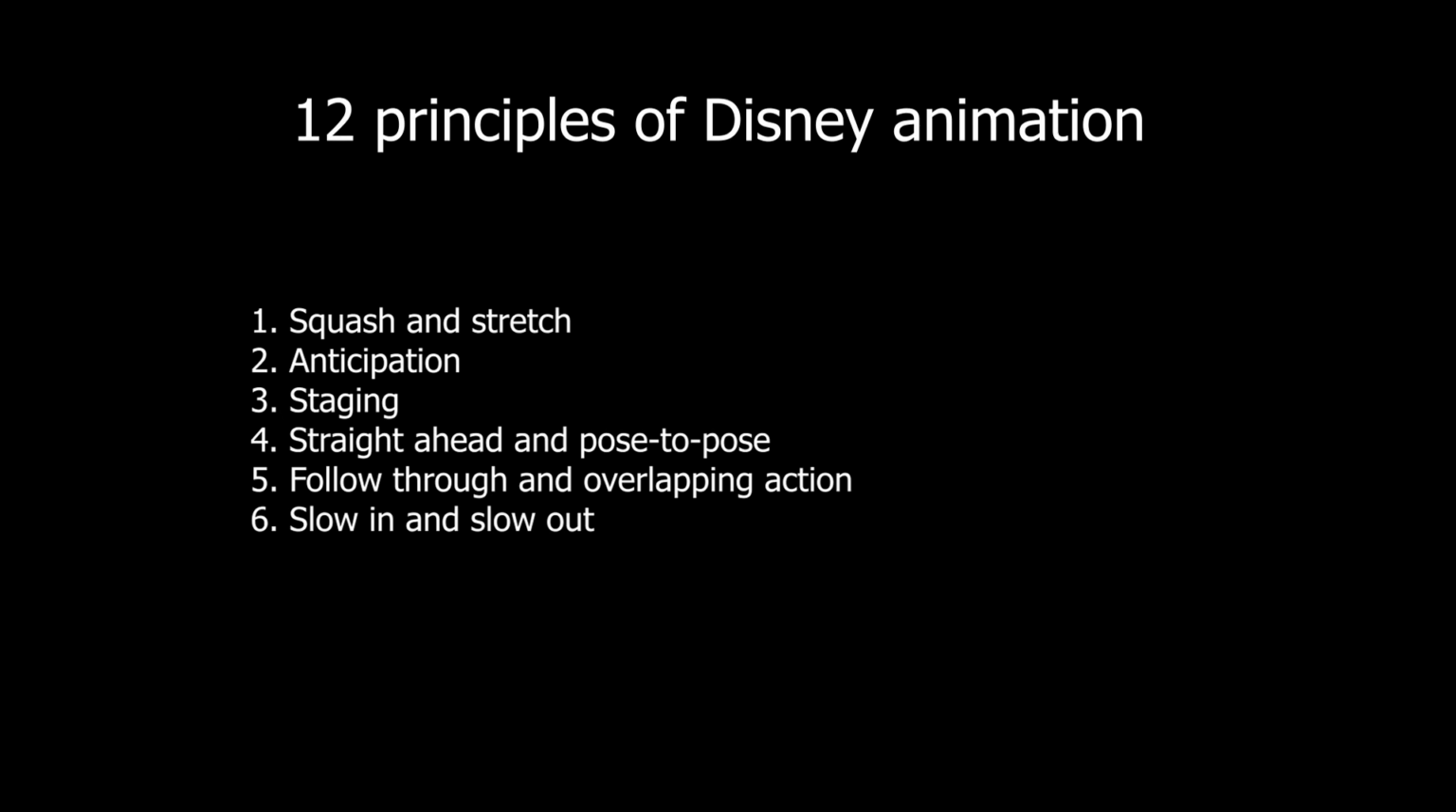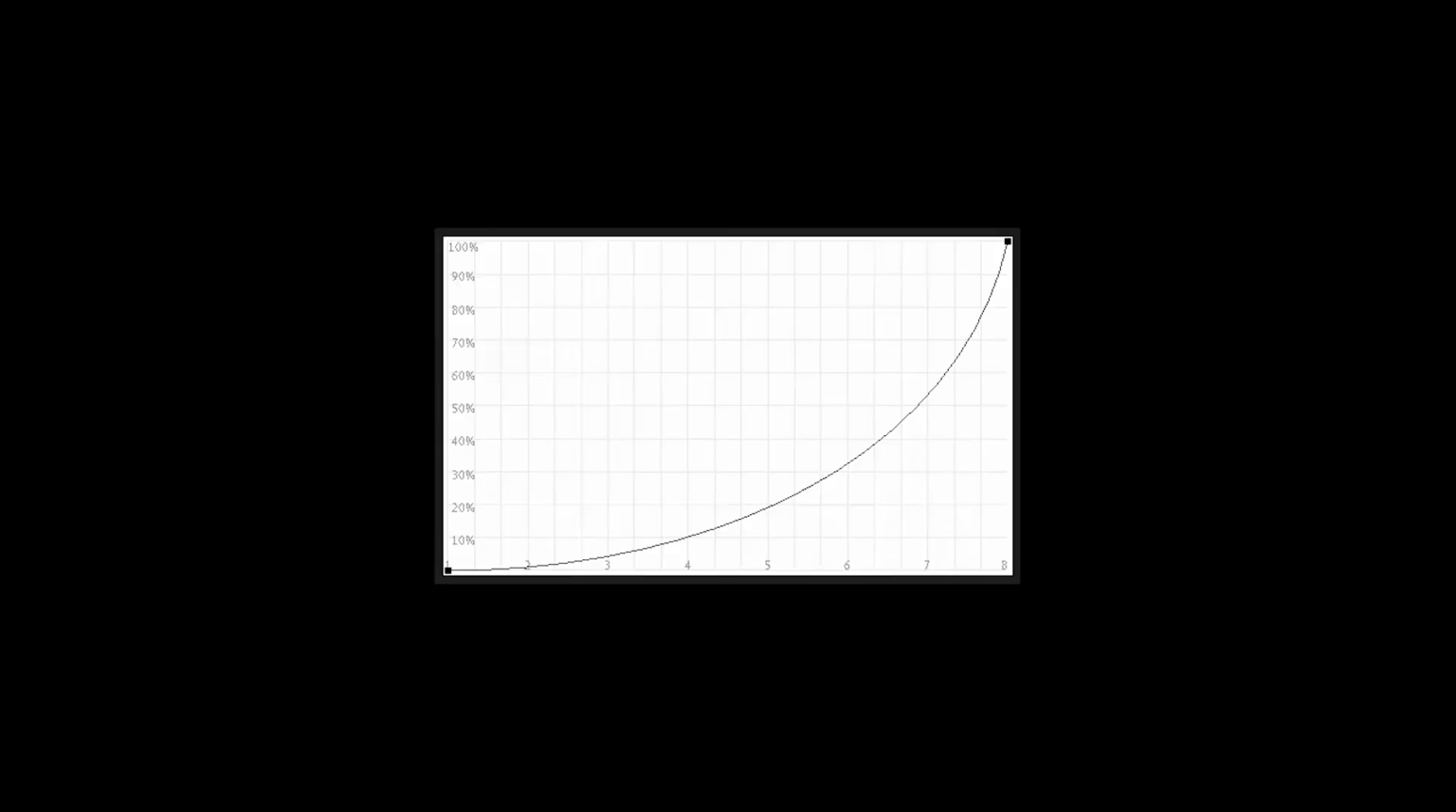This is also called easing. Unless you're dealing with mechanical objects like robots, things don't usually move at a perfectly constant rate. Instead, they accelerate and decelerate somewhere along the way. We can illustrate these changes in speed with curves that look something like this, where the horizontal axis describes time passing and the vertical axis describes how far into the action we are in.